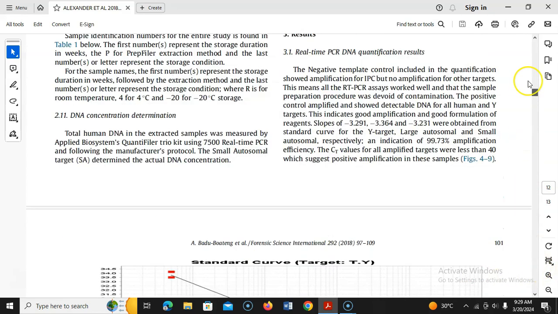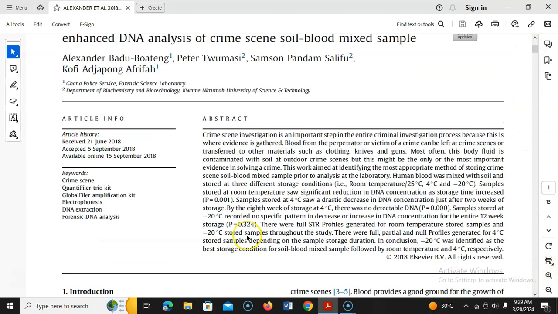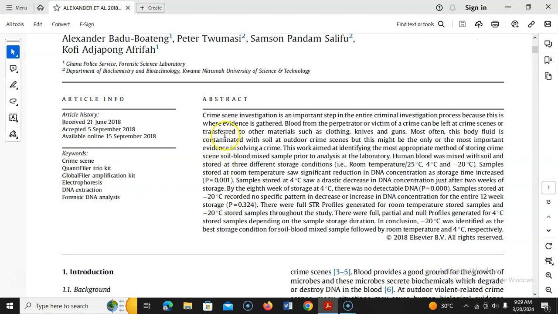So now let's look at the summary or the abstract. Crime scene investigation is an important step in the entire criminal investigation process because this is where evidence is gathered. Blood from the perpetrator or victim of a crime can be left at crime scenes or transferred to other materials such as clothing, knives, and guns. Most often, this body fluid is contaminated with soil at outdoor crime scenes, but this might be the only or the most important evidence in solving a crime.